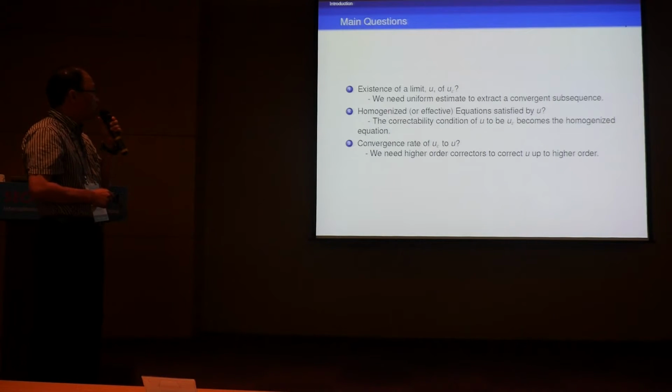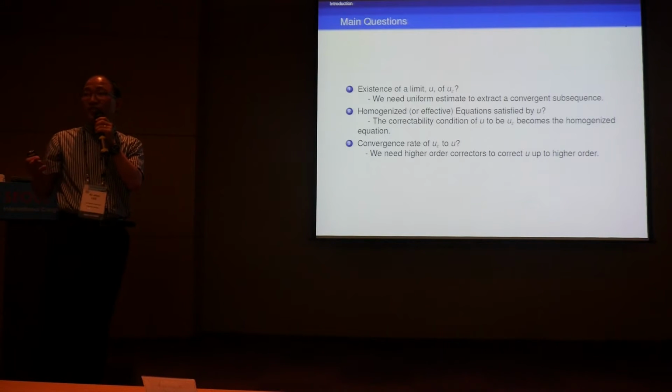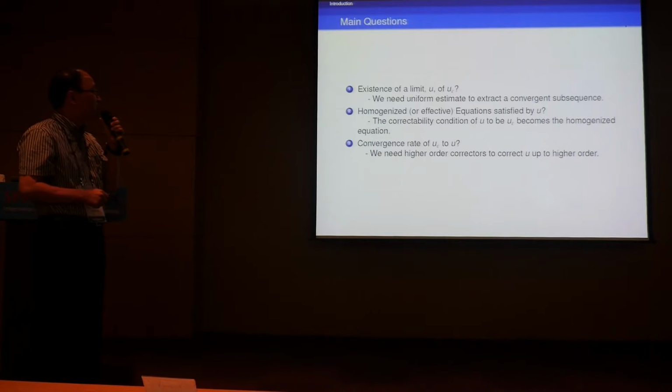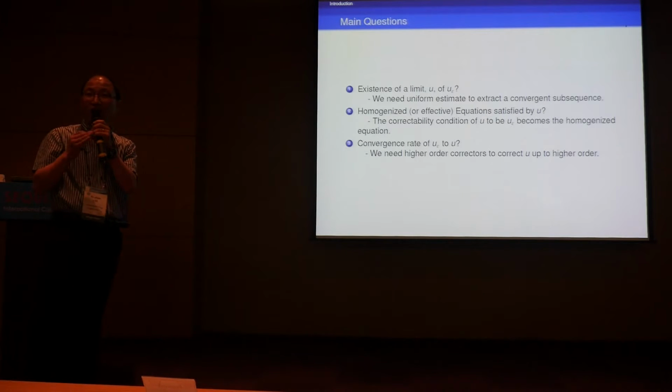And then to find the homogenized equation, usually what I do is the following: the compatibility condition for u to be the limit of u sub epsilon becomes the homogenized equation. There are a large number of possible functions, but the limit u is very special. Why? Because it's a limit of u sub epsilon. Such a specialty is addressed by a compatibility condition because they are so close to each other. And the last one is the convergence rate of u sub epsilon to u, and then we will consider higher order correctors to match the convergence of higher order.